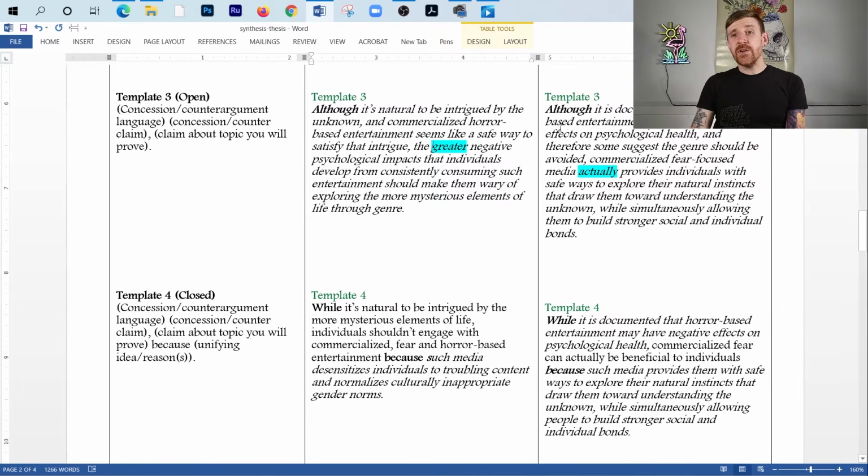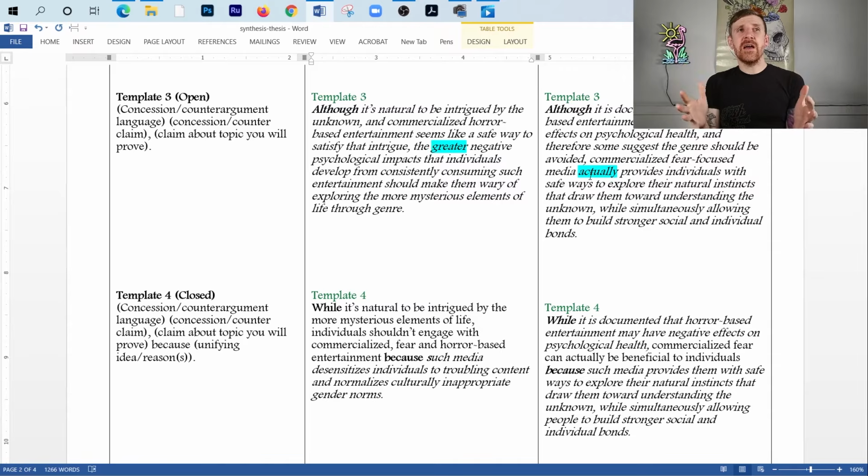Now, notice though, if we jump over to the positive one here, we'll do a pro for those of you that are horror fans, right? We have, although it's documented that horror-based entertainment may have negative effects on psychological health, and therefore some suggest the genre should be avoided, commercialized fear-focused media actually provides individuals with safe ways to explore their natural instincts that draw them towards understanding the unknown, while simultaneously allowing them to build stronger social and individual bonds. This word right there allows us to once again not equivocate.